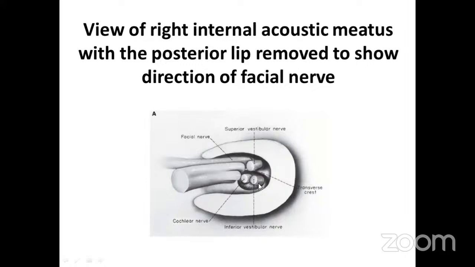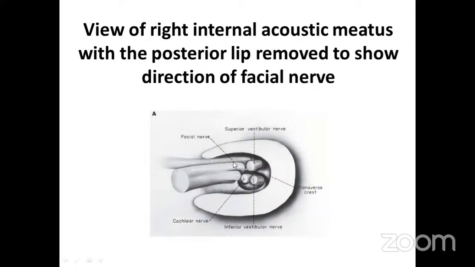So this internal acoustic meatus is divided horizontally by a bony crest that is known as the transverse crest. First understand this transverse crest divides these compartments into two, that is the superior compartment and the inferior compartment.